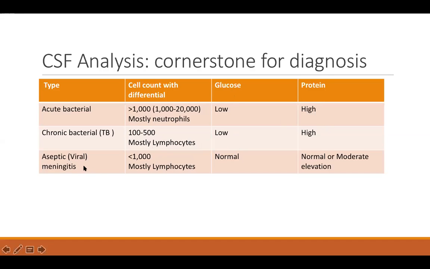In aseptic or viral meningitis, the WBCs generally never exceed 1000, always less than 1000, usually in the hundreds range. The glucose will be normal and the protein will be normal with moderate elevation. So what is the normal content of CSF protein and glucose? The normal content of protein is usually from 15 to 50 milligrams, and glucose is usually 45 to 100.